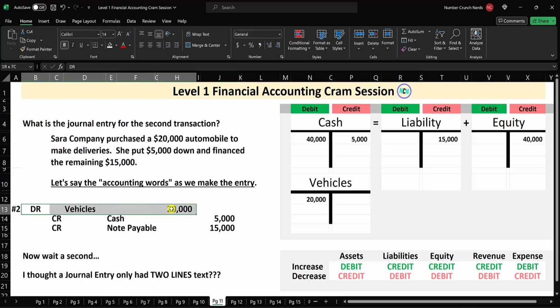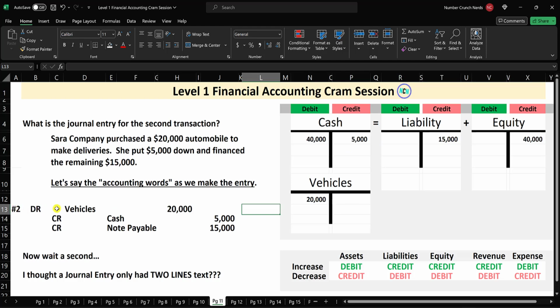Debit vehicles to increase the value of the asset. Credit cash to decrease the amount of cash because you put $5,000 down. Credit note payable for the amount that was financed, which was $15,000. You'll notice that debits equal credits. You'll notice that this debit and this debit is the same. You'll notice that these two credits here are the same as these two.